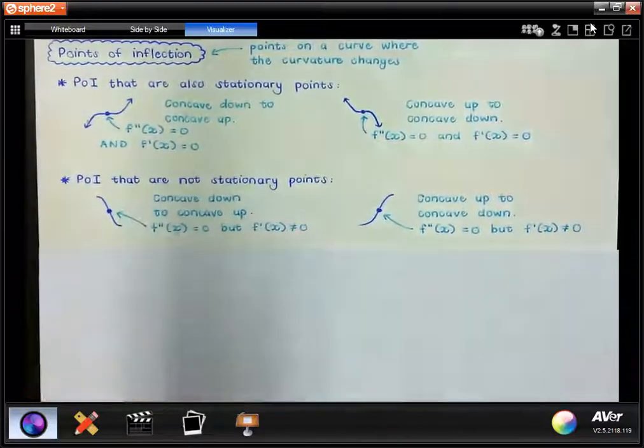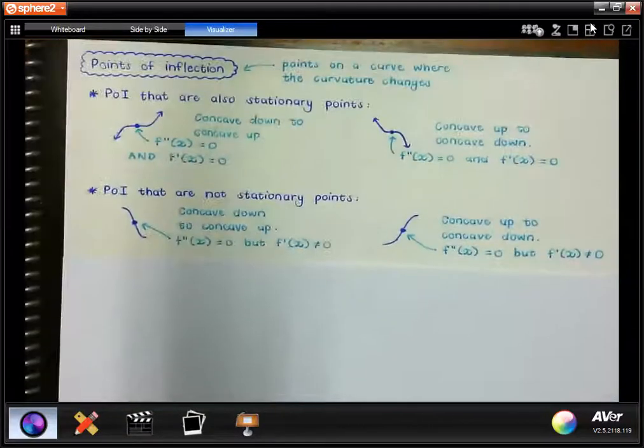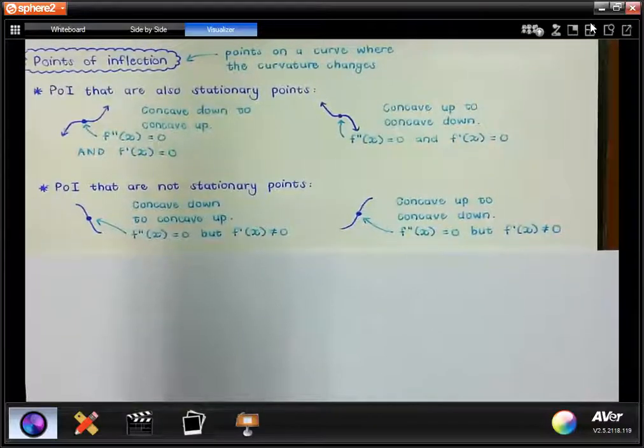Do you guys remember, if we just think back to last term, if you have a double x-intercept, it's an x-intercept and it's a turning point? Do you guys remember that? In the same way, if you have a double turning point, it's a turning point, but it's also a point of inflection. So that is what's happening here.